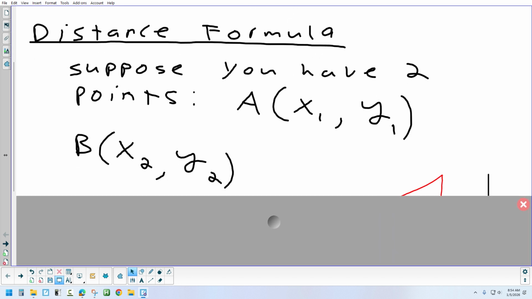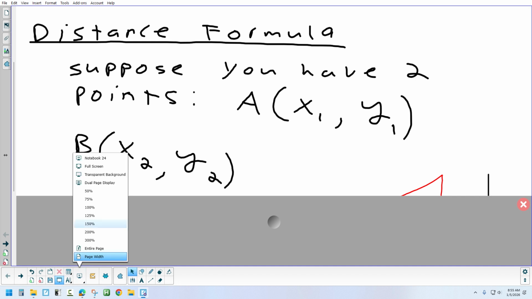So I'm going to make a sketch, and I'm going to put 2 coordinates in the sketch. I don't know the coordinates. All I know is the 2 points. I'm going to call them point A and B. A has an x and a y value, and B has an x and a y value.